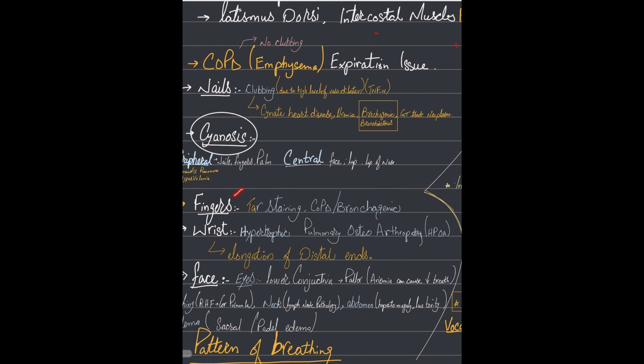What about the fingers? In the fingers, you see tar staining, mostly in COPD and bronchogenic carcinoma. What about the wrist? In the wrist, we're going to see hypertrophic pulmonary osteoarthropathy, in short form HPOA. You have to understand this. What is it? The disease where you see elongation of the distal ends of the fingers, like that.